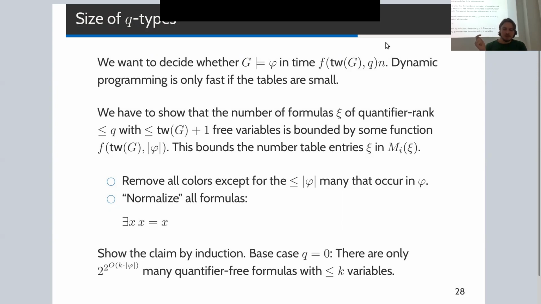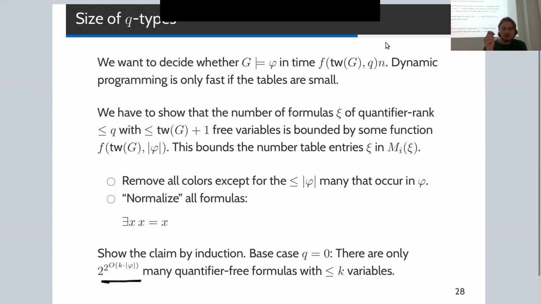And we want to show that the number of quantifier-free formulas, which have at most k variables, is bounded by 2 to the 2 to the O of k times phi. So this is a doubly exponential function. So it's quite big, but it's a function of the number of free variables and the formula length only. And so how does this proof proceed?